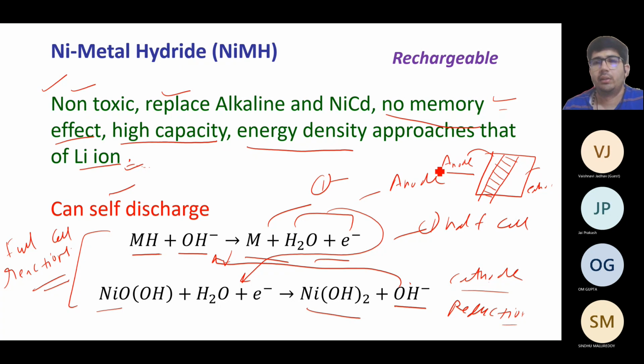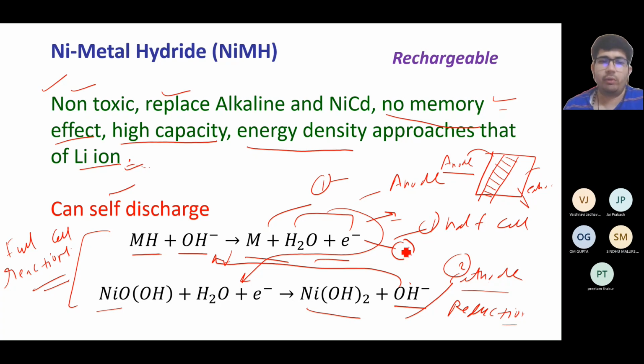Or you can say the anode side reaction. And if you are considering the cathode side reaction, that is this side reaction. The half cell reaction for the anode side is reaction number 1. The half cell reaction of the cathode side is reaction number 2. If you are writing the complete reaction, then what will you do? Because these both are half cell reactions, they are not complete reactions.